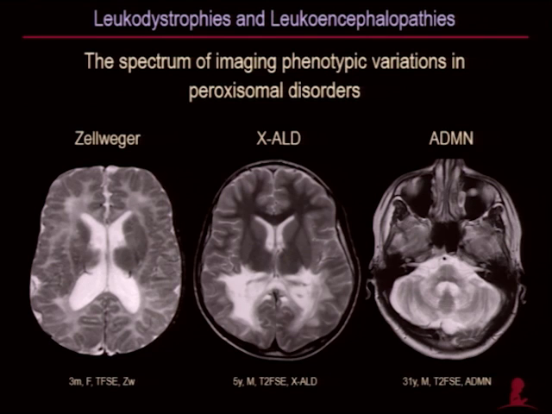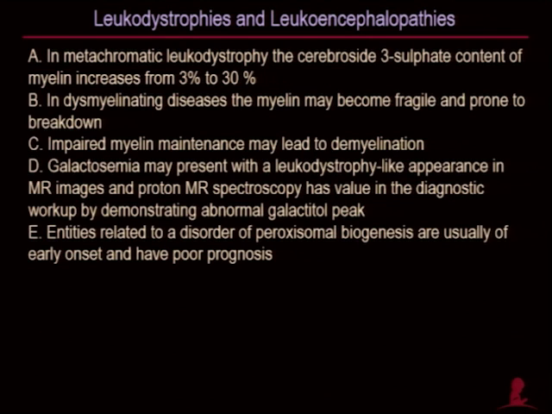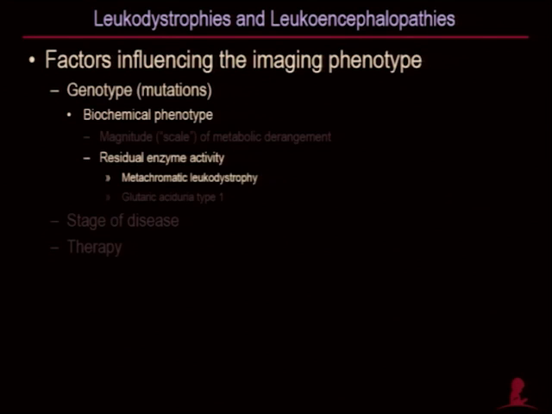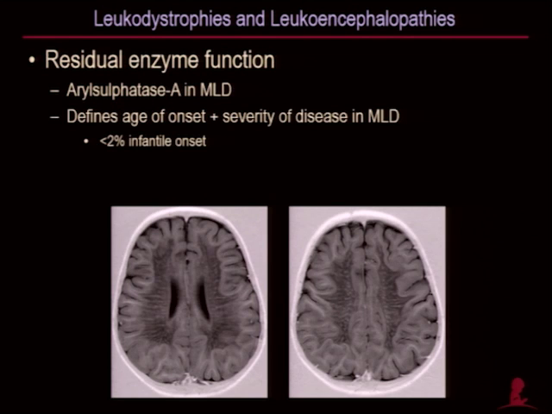Yet, these are all peroxisomal disorders, but the magnitude of the metabolic disorder is very different. So these are some clues again to your SAM questions. We are going to go through that after this session. And again, let's see the residual enzyme activity. How does that influence the imaging phenotype? And metachromatic leukodystrophy is a good example for that.